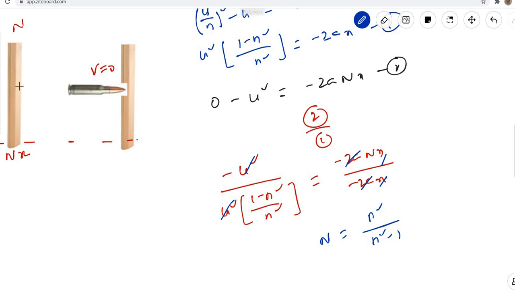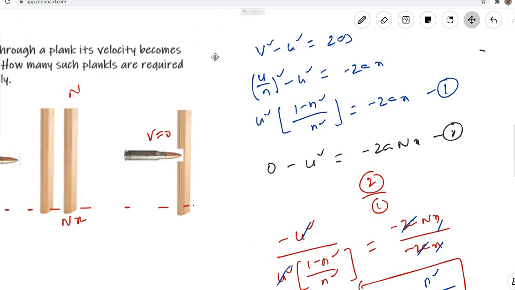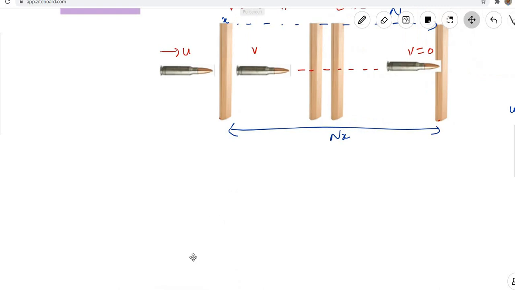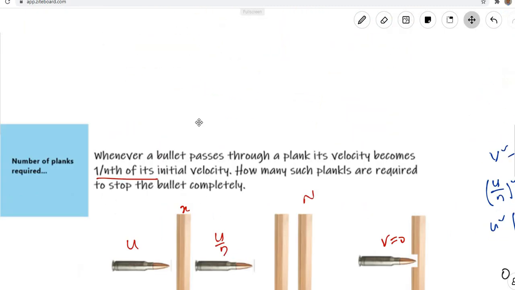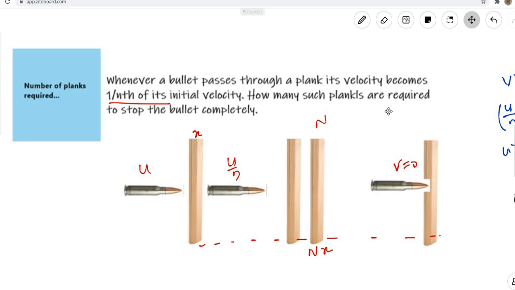So these two are very important cases. You should be careful. If you read, the two problems are slightly different. In the previous problem I said, this is a very important sentence, it loses 1 by nth of its velocity. In the second problem I said, its velocity becomes 1 by n. Its velocity becomes 1 by n. So this is the main important point you should understand. Now let's go to the next problem.